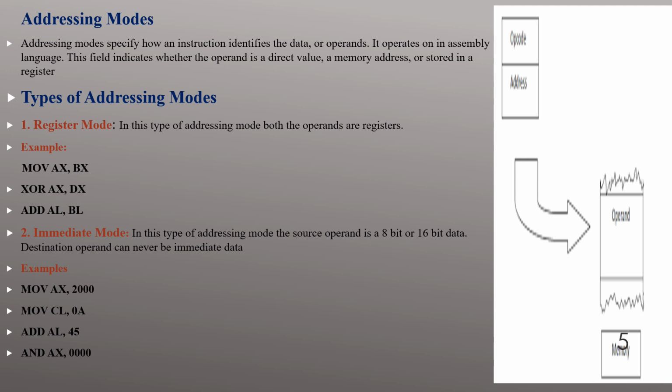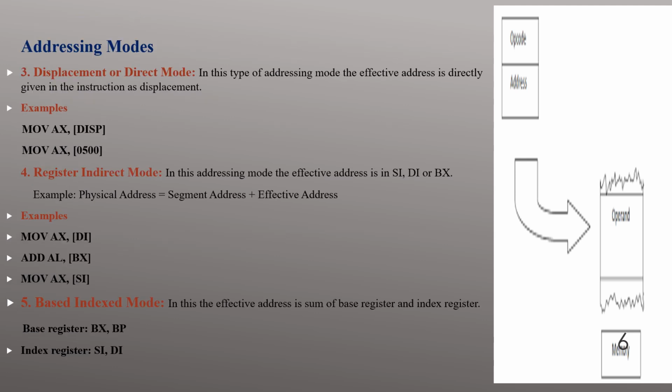Next one is displacement or direct mode. In displacement or direct mode, the effective address of the operand is directly specified in the instruction as a displacement value. As a characteristic, it is simple and straightforward as the address is explicitly given, and it is also useful for accessing fixed memory locations. In examples, MOV AX, DISP moves the content at the memory address specified by DISP into register AX, and MOV AX, 0500 loads the content from memory address 0500 into register AX.